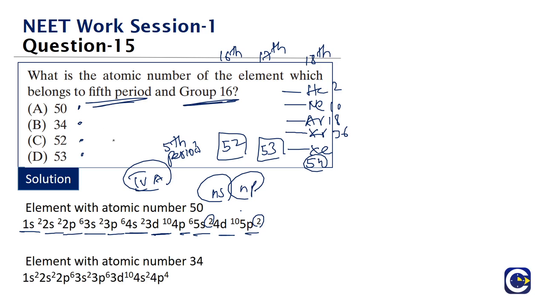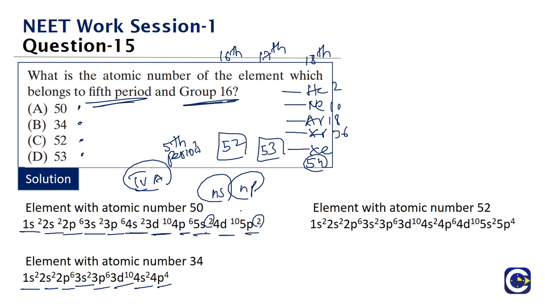Now we look at 34. 34 means what? 1s2, 2s2, 2p6, 3s2, 3p6, 3d10, 4s2, 4p4. This is not even in the fifth period. Okay. Then we look at 52. This is the answer that we have marked before.